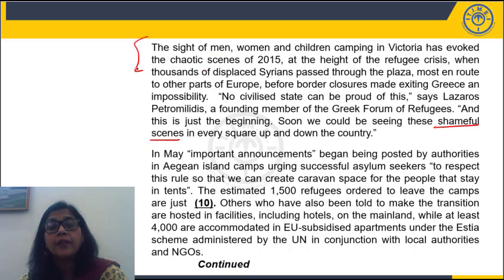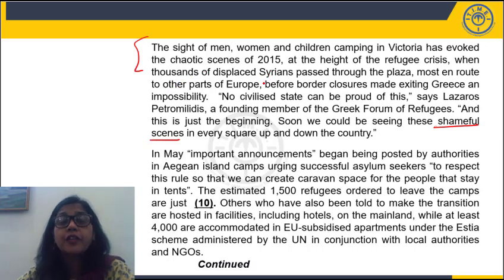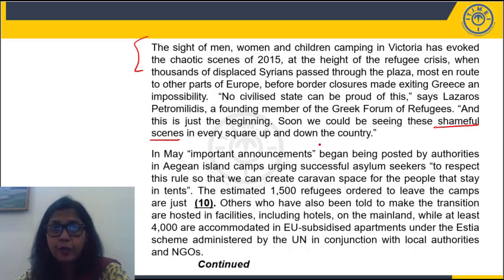Because, yes, the sight of the refugee families camping in Victoria is not a pretty sight. The whole scene brings to mind the chaotic scenes of 2015 at the height of the refugee crisis. Now, the Syrian refugee crisis is considered to be a humanitarian emergency. It happened because of the civil war within Syria, which began in 2011. This is just some extra information, right?